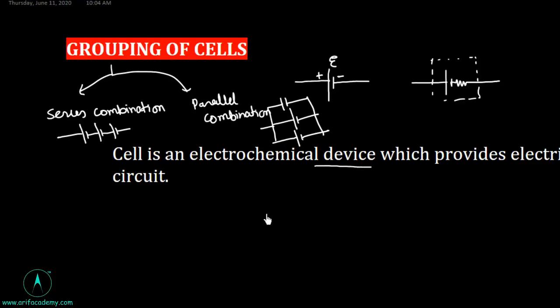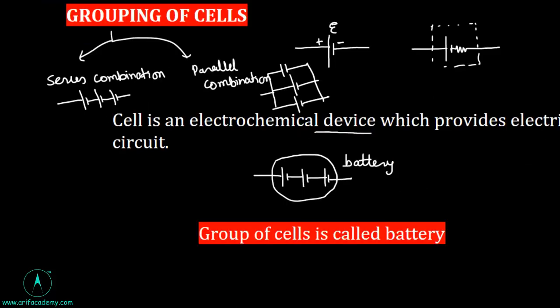One more thing: a group of cells, connected either in series or parallel, provides more energy to a circuit, and this grouping of cells is called a battery. So a battery is a group of cells. So this is a battery, and this single one is a cell. This is the big difference between a cell and a battery.